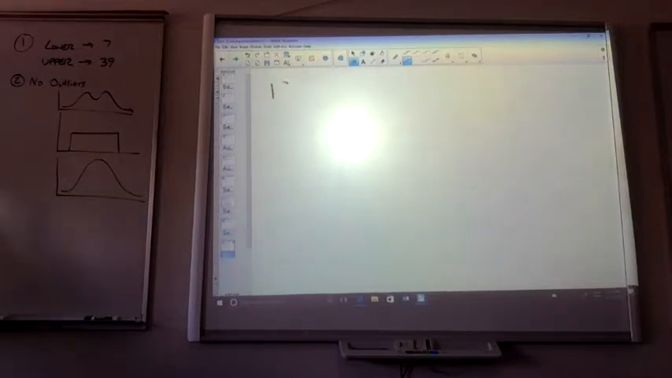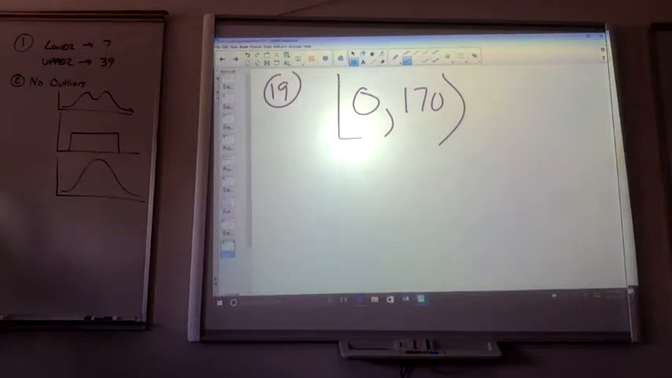Number 19. All right, let's take a look at 19. It says, there are fewer than 170 days of school left. Fewer than 170 days of school left. So there are fewer than that, so it's got to be a rounded bracket. Could there be 0 days of school left as well? Yeah. So there's less than 170 days and a square bracket on the zero.